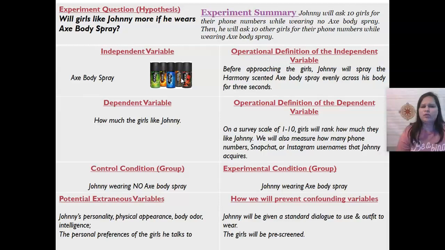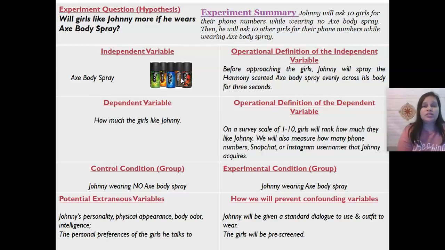Then we need to say, well, how are we going to measure how the girls like Johnny? So we said one way was that we're going to ask for phone numbers. Another way to measure like or how much somebody likes something is with a survey. So after the experiment, we'll follow up with the girls and we'll ask them on a scale of 1 to 10, how much did they like Johnny? We don't even necessarily have to ask them about Axe body spray. We're just asking them, did they like Johnny?